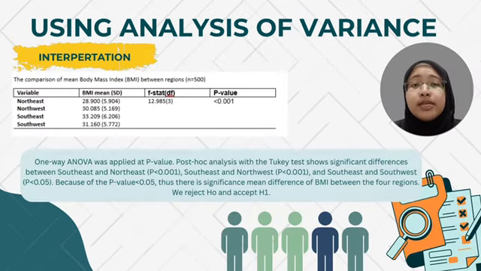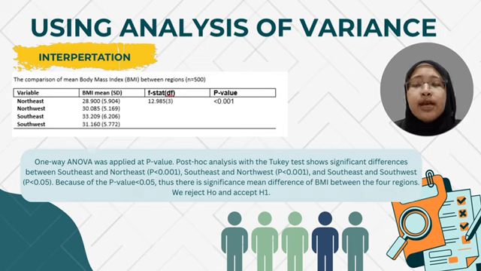Next, we will go to the interpretation. This is a table that compares the average body mass index, or BMI, of people across the 4 regions: Northeast, Northwest, Southeast, and Southwest. This is based on a sample of 500 people. The first column, the variable, is a list of the 4 regions that have been compared. The second column is the BMI mean and standard deviation.